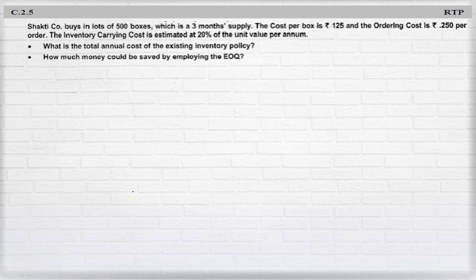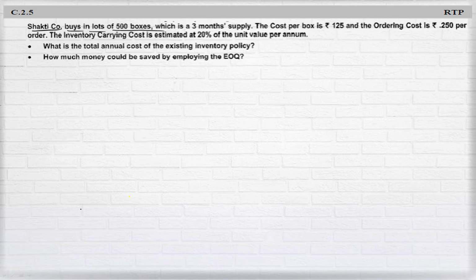If you understand the first statement, I'll assume you know what ordering quantity is. Shakti company buys in a lot of 500 boxes. When Shakti company orders, it orders how many boxes? 500. Is 500 the EOQ or OQ? OQ. Still, it is not proved that it is most economical. They have a habit to buy 500 boxes per order.